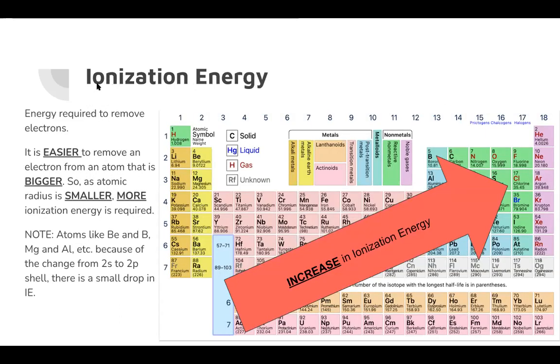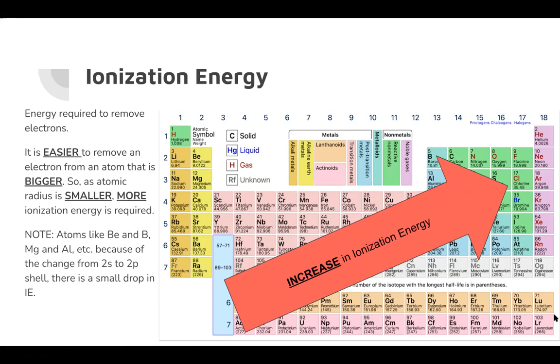So the next part is the ionization energy, and this is the energy required to remove electrons. It is easier to remove an electron from an atom that is bigger. If we think back to the Z effective, if an electron is not being pulled very well to the center, it's easy to take it away from the center because the center's not pulling as hard. So as atomic radius gets smaller, more energy is required.